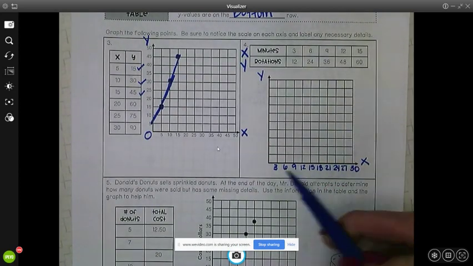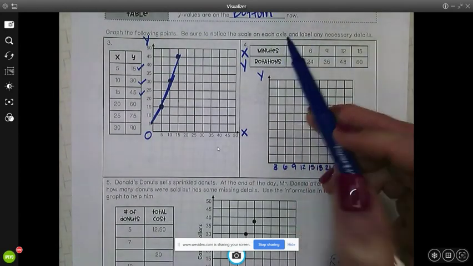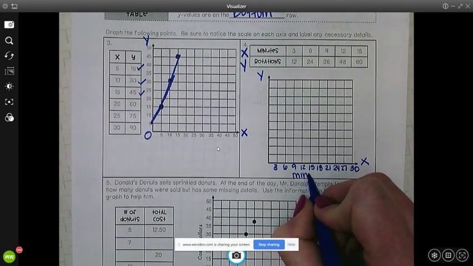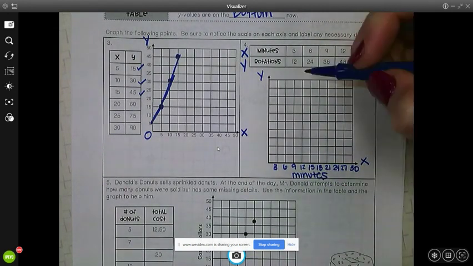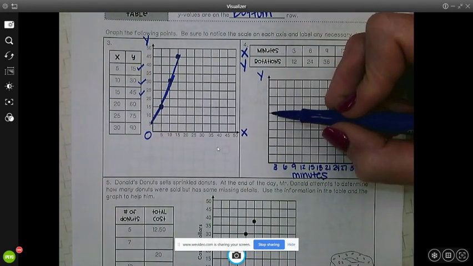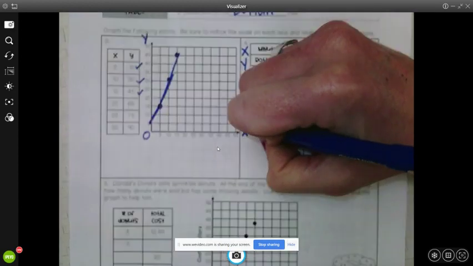Now our bottom, our x, is minutes. So I'm going to also need to label that. If you need to pause and catch up with this, that's totally fine. Okay, now our vertical, our y, is rotations. So I'm going to label that rotations.